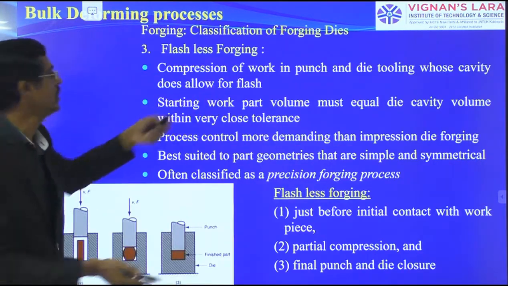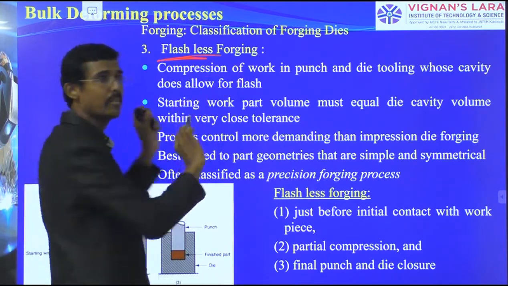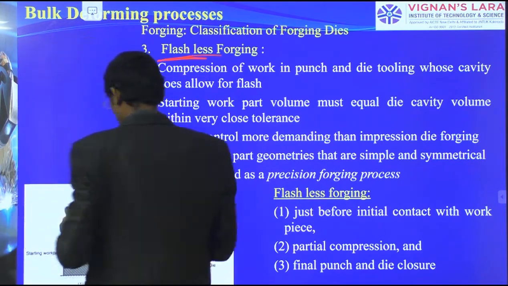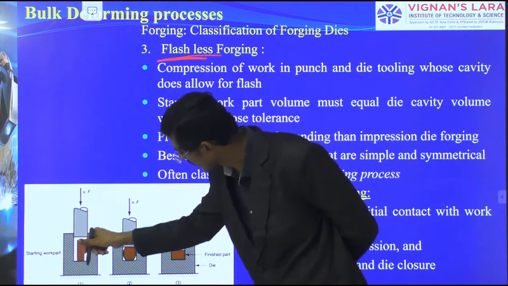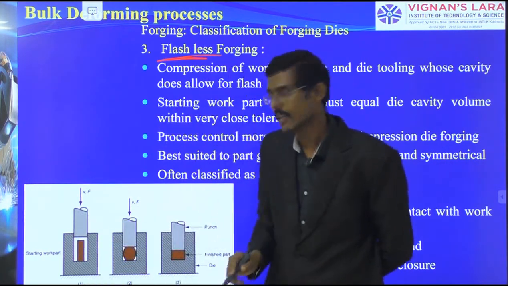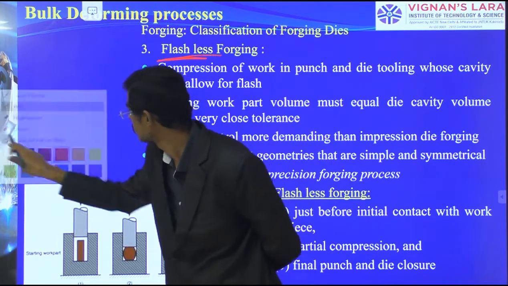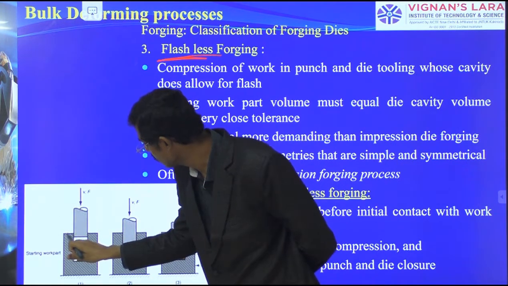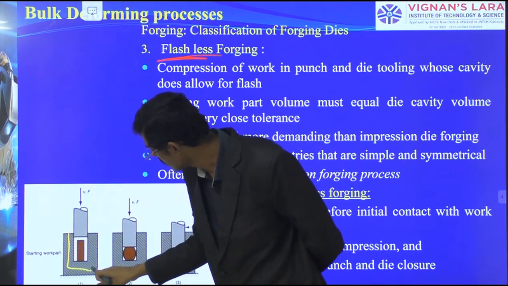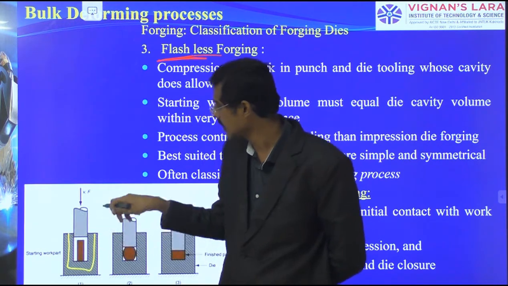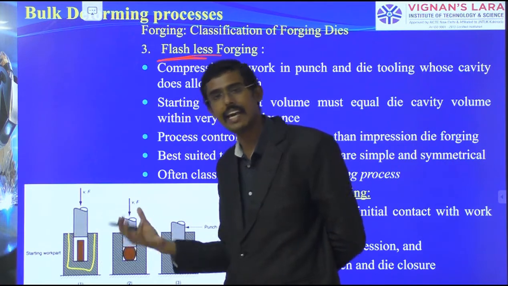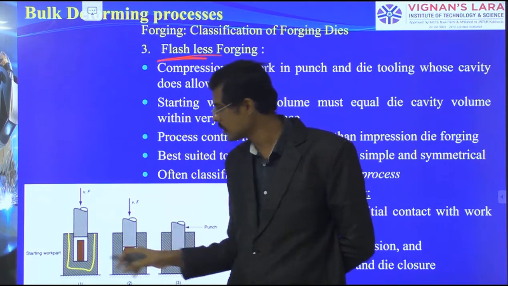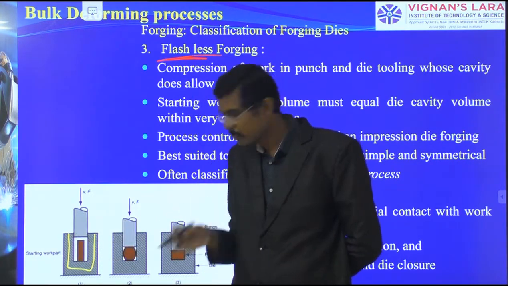At last, the third one, flashless forging. The name says everything: flashless. What am I doing? You see, the specimen is kept inside the die. This is a large die over here, and the specimen kept inside is lesser in volume. The volume of the die gap is large, but the volume of the workpiece is small.